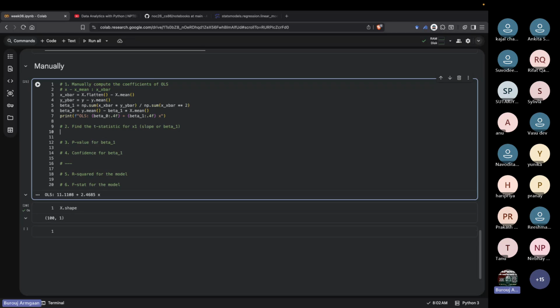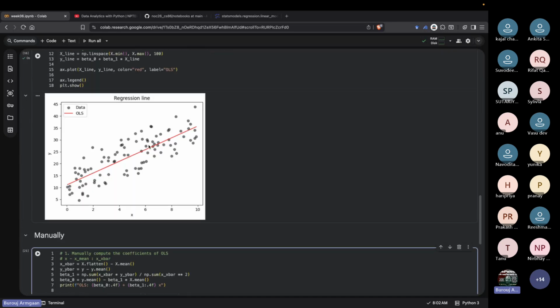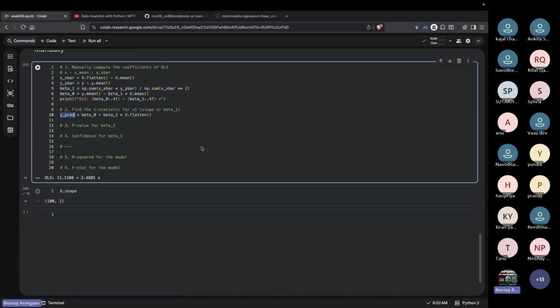Here we would first need the predictions. So our y predictions are essentially our beta 0 plus beta 1 times x dot pattern. As we said earlier, this gives us the predictions, like your predictions for each individual point along this line. These are your y predictions.